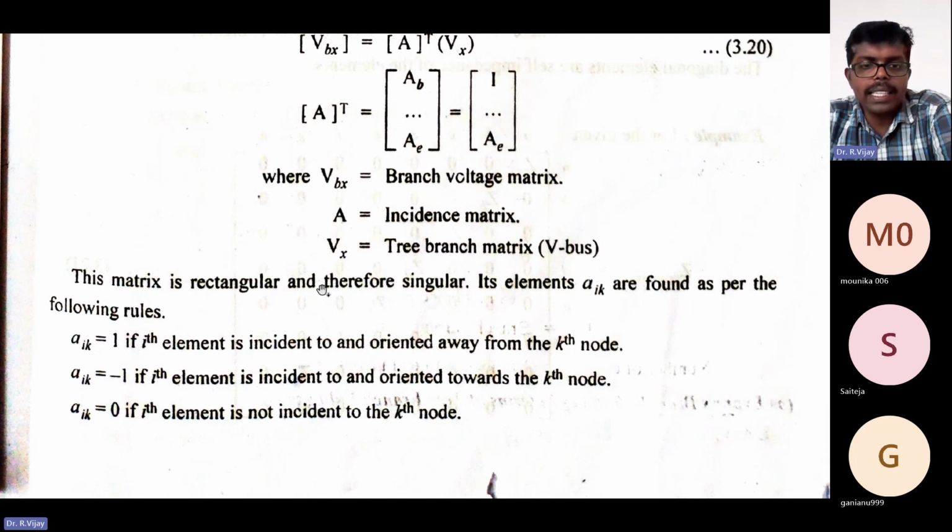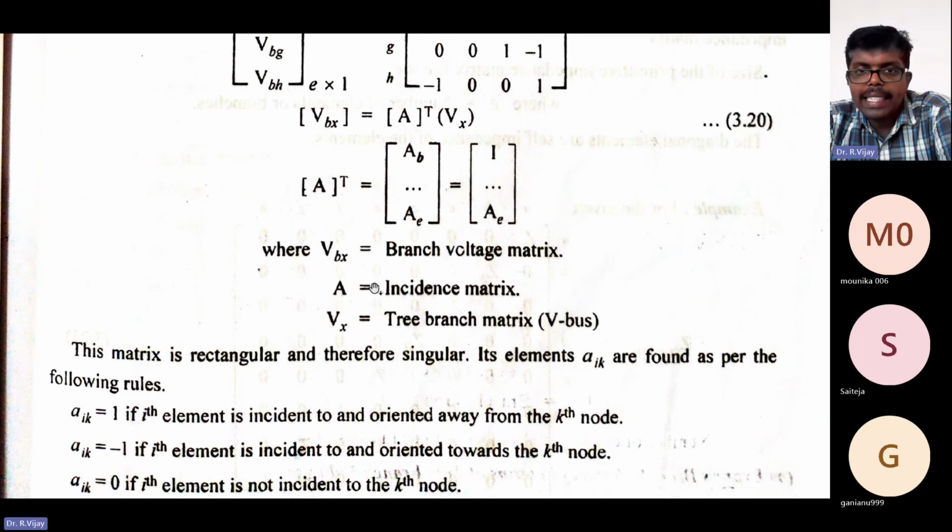If the ith node is incident to and oriented away from the kth node, then Aik is equal to -1. If the ith node is incident to and oriented towards the kth node, Aik is equal to 1. Aik is equal to 0 if the ith node is not incident to the kth node. Okay, so this is how we need to calculate the incidence matrix. The incidence matrix is A.